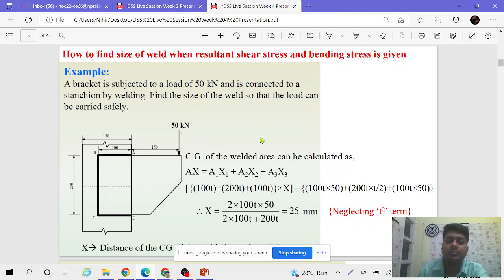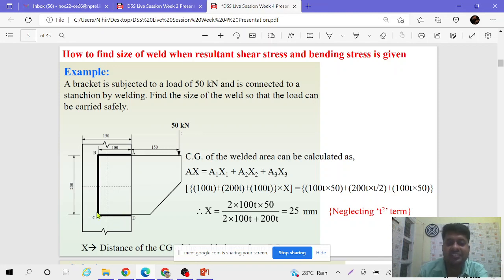So I think from the video he might be confused about how to calculate the CG of this welded part and how to calculate the polar moment of inertia. So these things I will be discussing here so that you will be able to solve the assignment problem. Here you can see the CG of the welded area can be calculated as follows. This is the complete welded area, in the shape of a C section, more or less looking like a channel section. Its length is 100, here its length is 200, and again from C to D its length is 100.